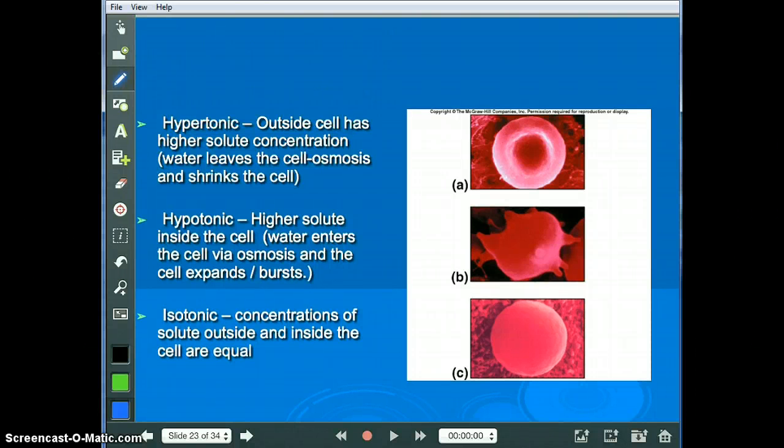I think what we're going to end up doing is stopping there for today. I'd like to talk to you guys about the hyper, hypo, and isotonic solutions in class. So you guys can then take the rest of the hour and start working on your cell structure and function packet. See you tomorrow.